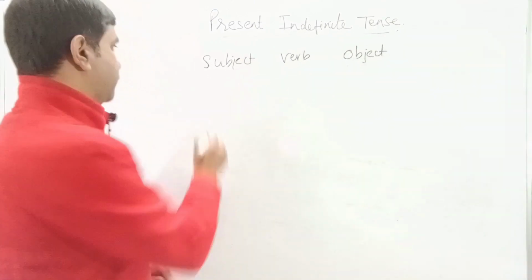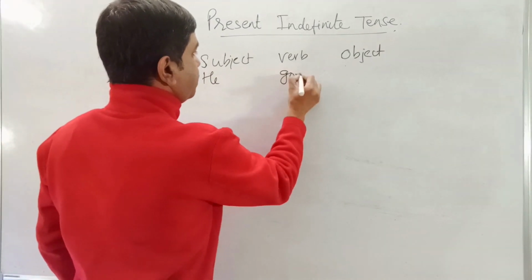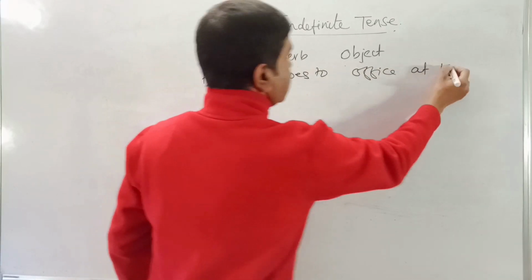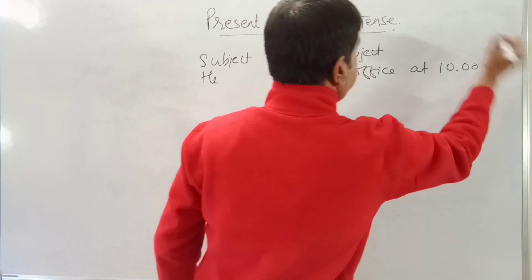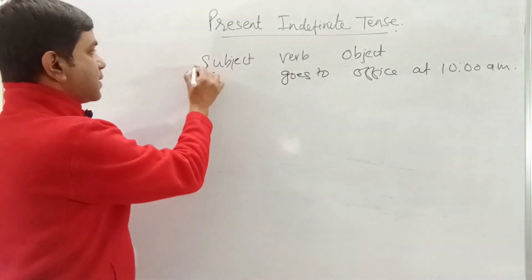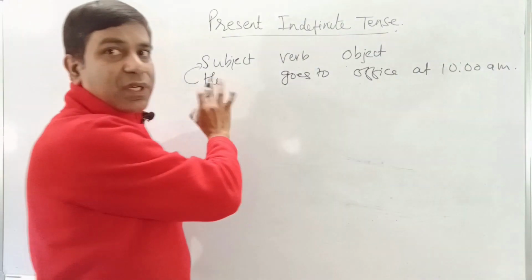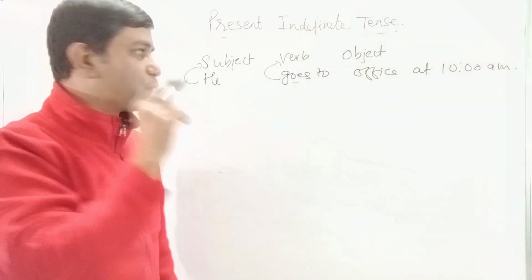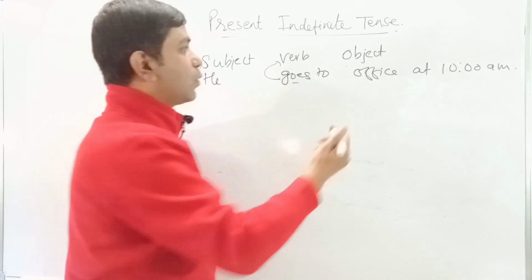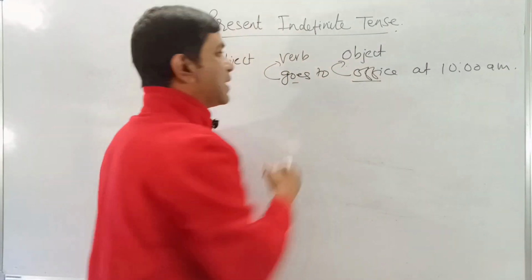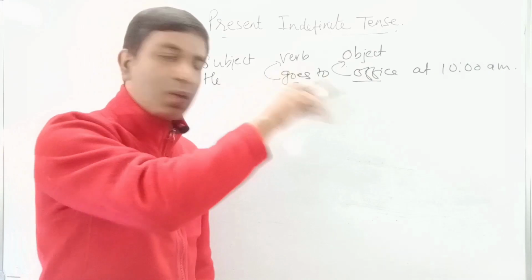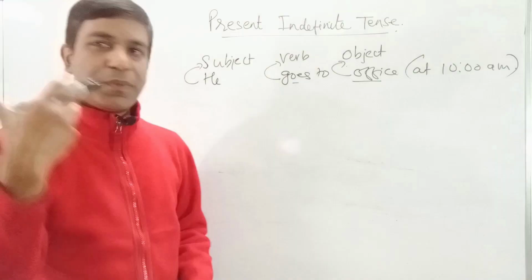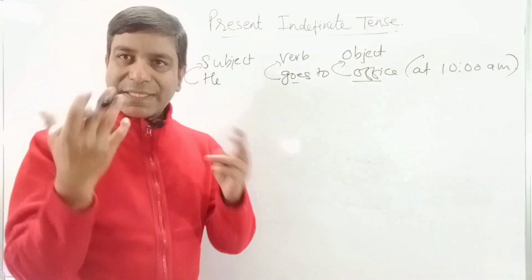Let's take an example. He goes to office at 10 a.m. Now look at this sentence. He is the subject because he is the doer of the sentence. And what does he do? He goes. Goes is the verb. It's a doing word. And where does he go? He goes to office. So office is the object of the sentence. So "at 10 a.m." is the extra information given in the sentence.